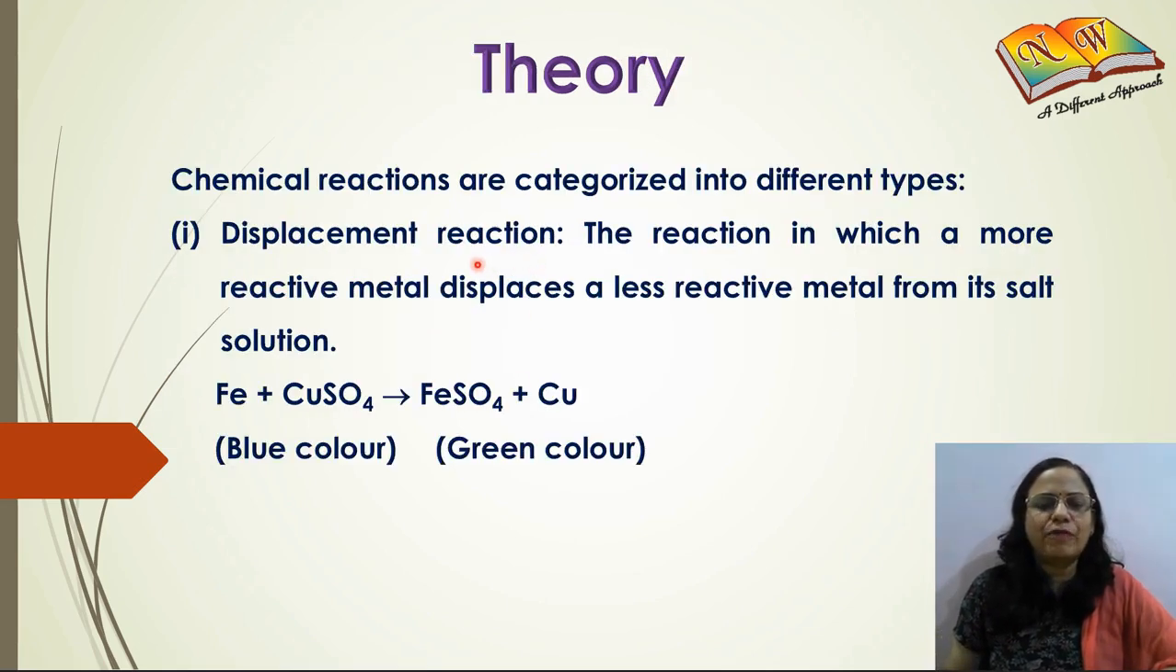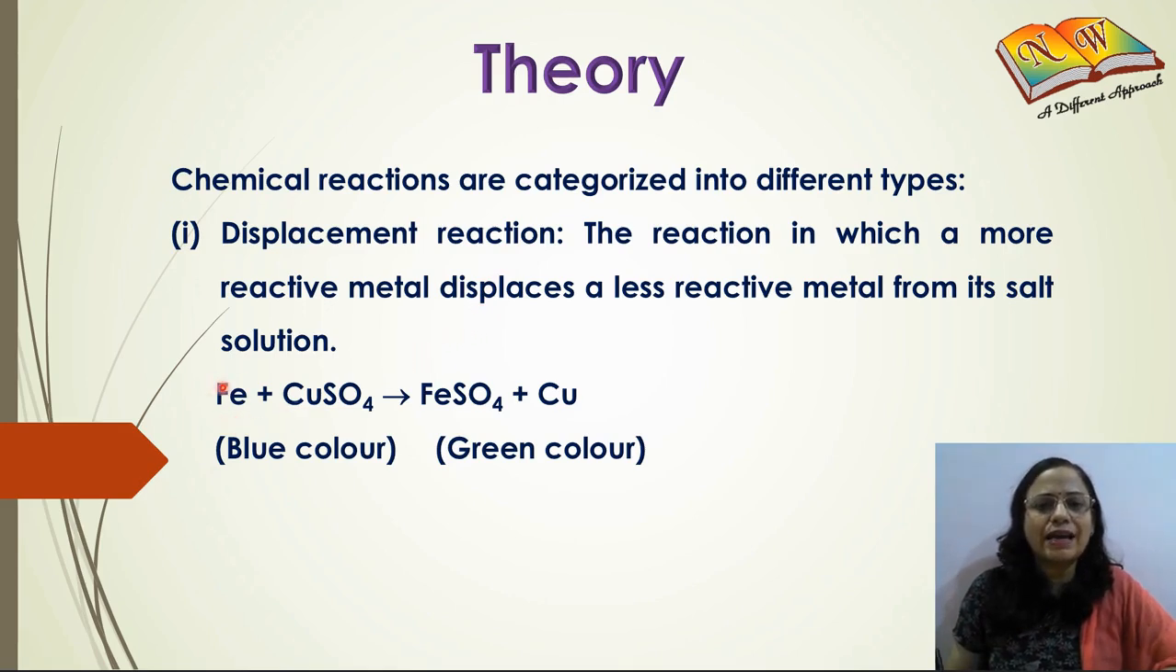Now, we all know that there are different types of chemical reactions, and we'll be talking about what the different types are. So the first type is displacement reaction. Displacement reaction is a reaction in which a more reactive element displaces a less reactive element from its salt solution.